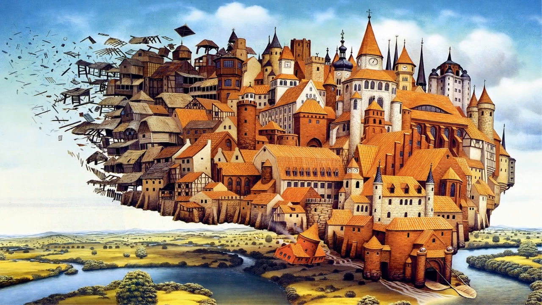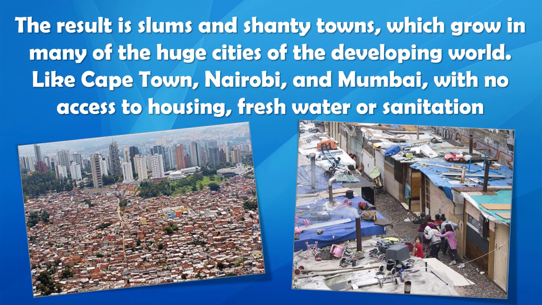This is a surreal image depicting immense pressure on one small area. Now, that kingdom cannot keep up, so that would be the problem of an area developing too quickly. Developing nations, when they urbanize too quickly, result in slums and shanty towns. These grow in many of the huge cities in the developing world. We can see examples in Cape Town, Nairobi, and Mumbai. Sometimes they have no access to housing, fresh water, or sanitation.